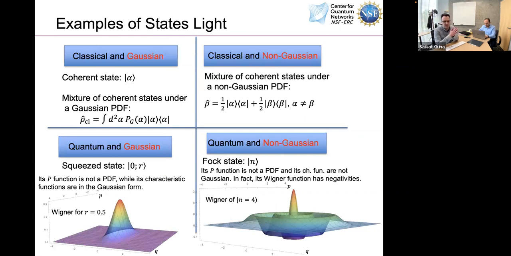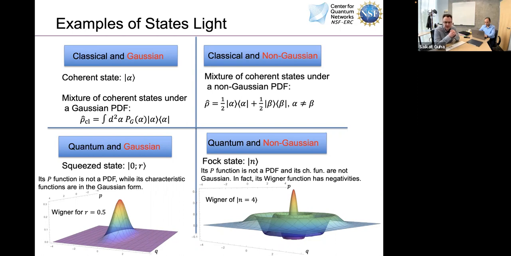Now, some examples of states of light. There are 4 possibilities. We have classicality and we have Gaussianity. A coherent state, for example, is classical and Gaussian. Why classical? It is classical because the P function, if you go and calculate it, is a proper PDF if you like to view Dirac delta as a proper PDF. I will come back to that in a minute.